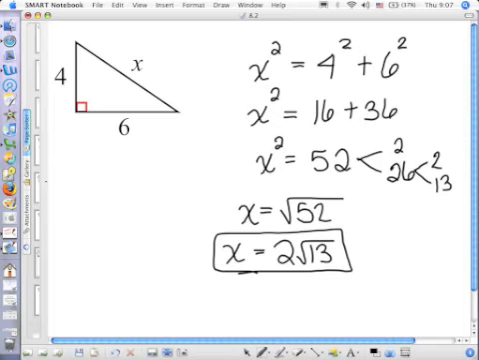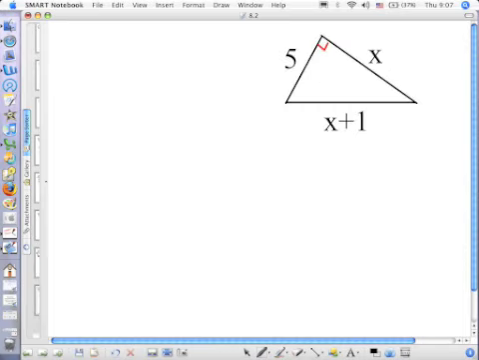When can you use the Pythagorean theorem? In a right triangle. You must know what? Two of the sides, and you're looking for the third. Which one's the hypotenuse? X plus one is the hypotenuse. So we set the hypotenuse squared by itself, and we add the other two together.